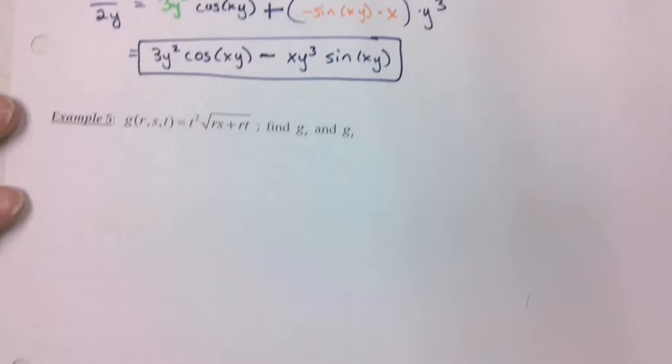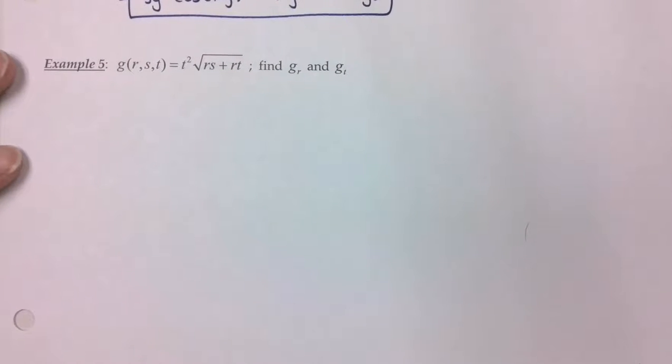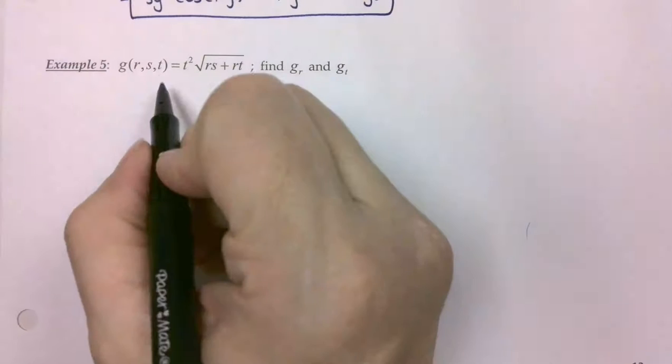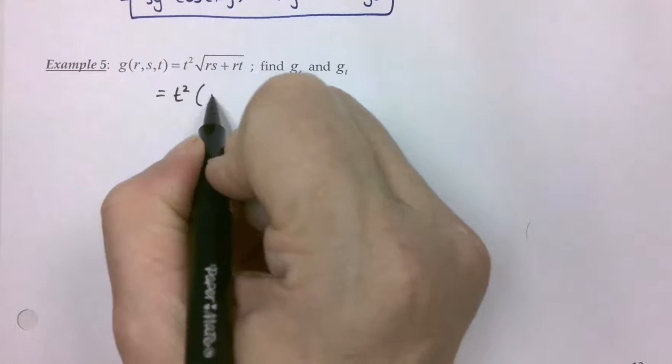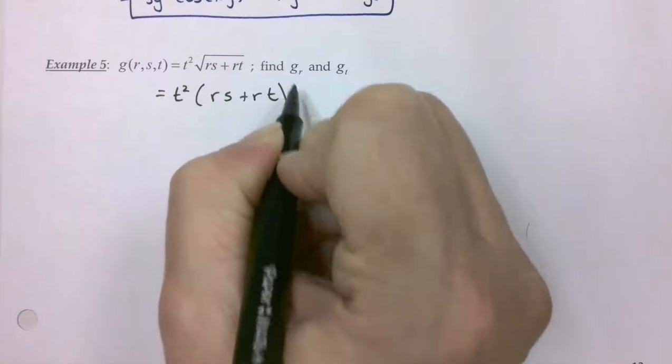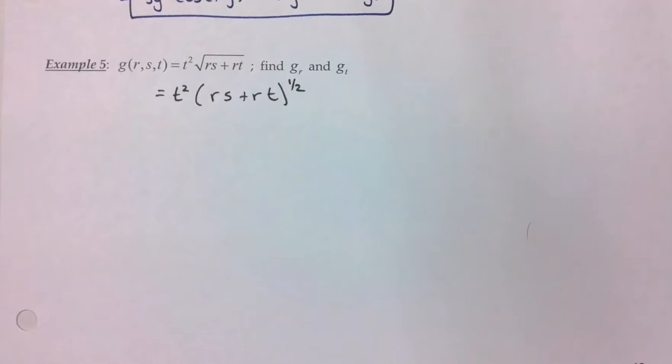All right, now what about this one? Well, me personally, I learned in Calculus 1 never to leave a square root when you're trying to take a derivative. So I'm going to rewrite this. This is t squared times (rs plus rt) to the 1/2. So I want to find gr and gt.